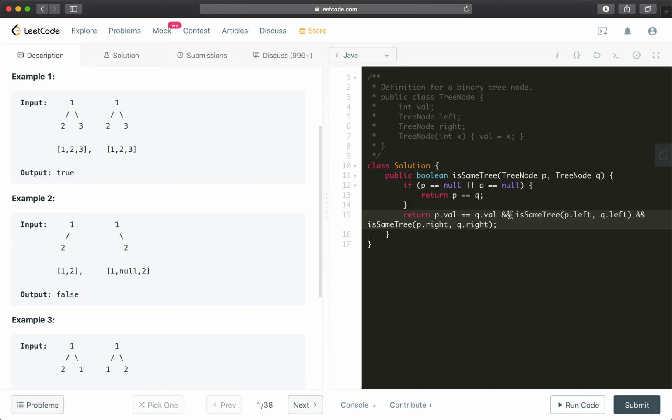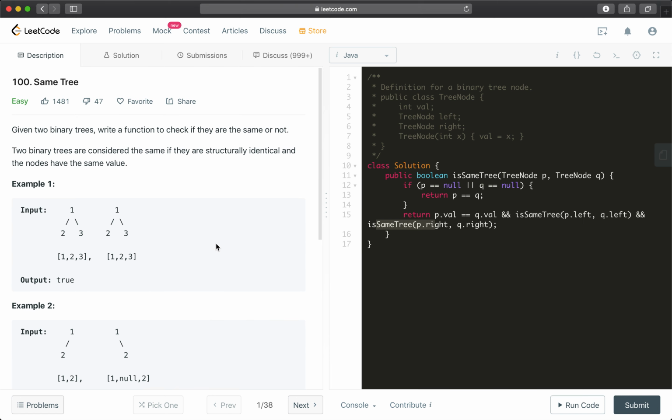This is AND, which is basically going to shortcut it. Only when this one holds, it will execute this, and only if both of these two conditions hold, we're going to execute the third check. Yeah, that basically concludes the solution for this problem. This is a very basic binary tree problem.